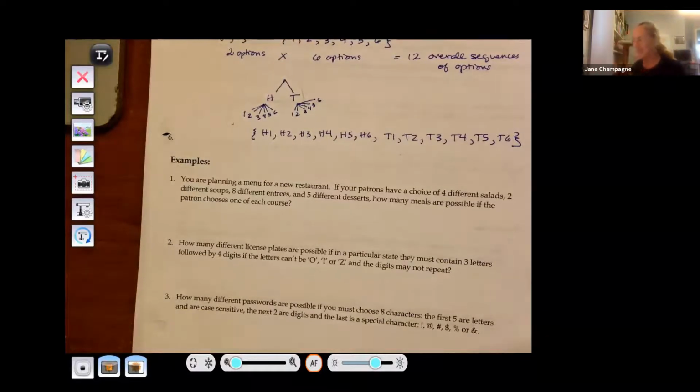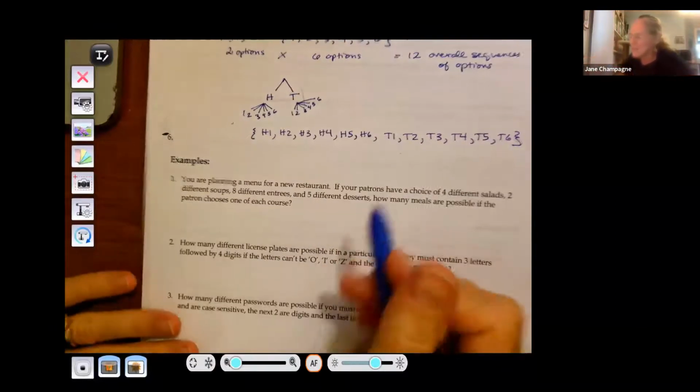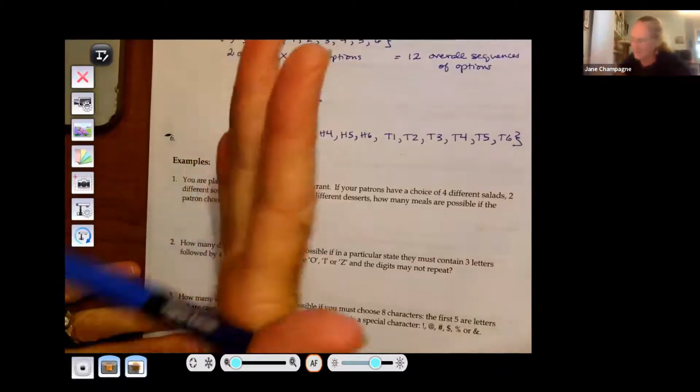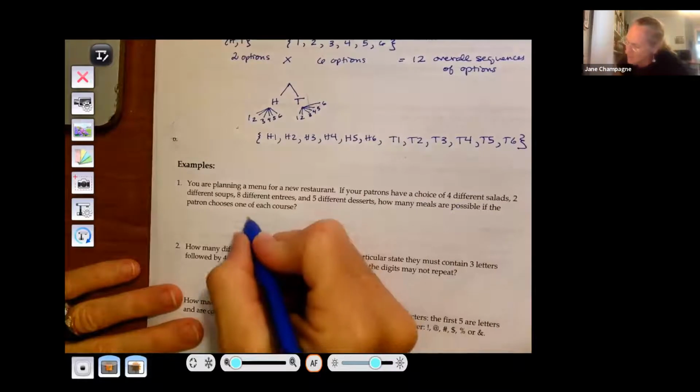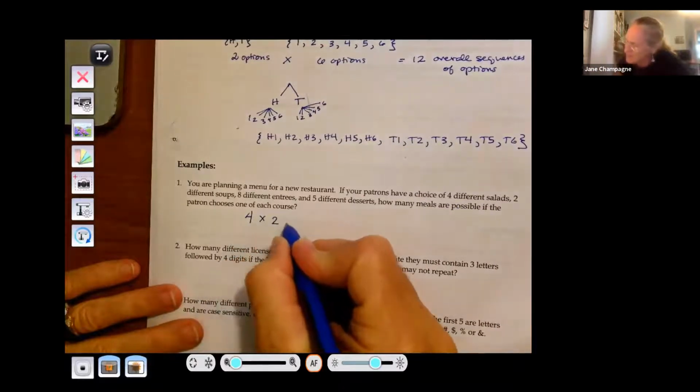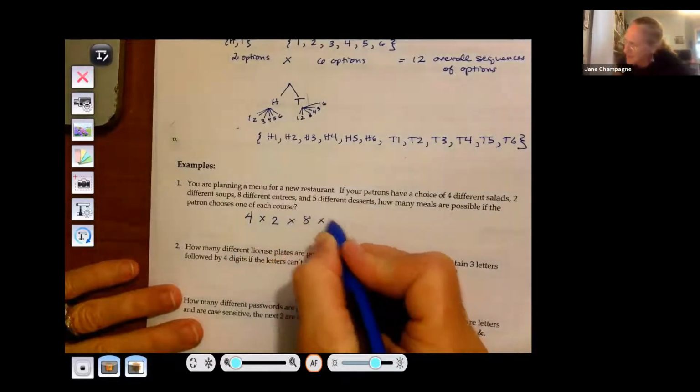I'm not going to try it, because you would basically branch out for the 4 salads, and then from each of those, you'd branch out for the 2 soups, and then from each of those, you'd branch out for the 8 different entrees, and then from each of those for the 5 different desserts. So you'd have this huge tree, and the question is, how many branches would that have? Well, it would be 4 times 2 times 8 times 5.